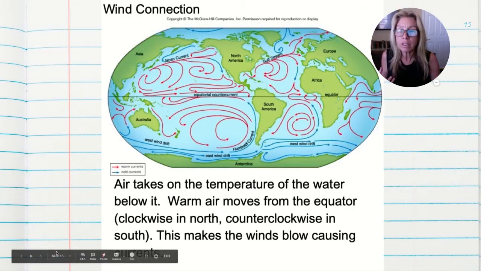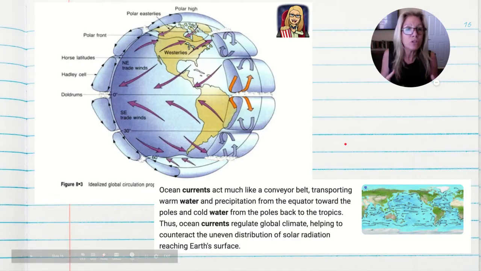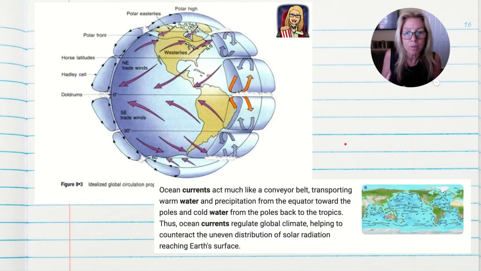So why are currents a big deal? Because currents are distributing nutrients, they're distributing oxygen. And so that is going to make the resources available for those organisms in those waters. And this helps with our whole global climate as well. So the ocean currents regulate our global climate.